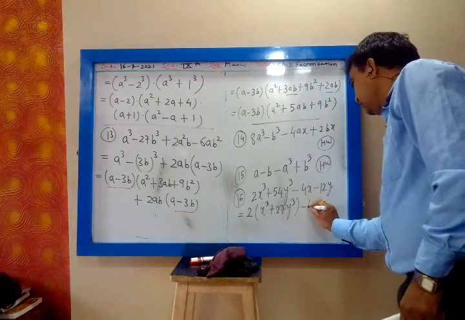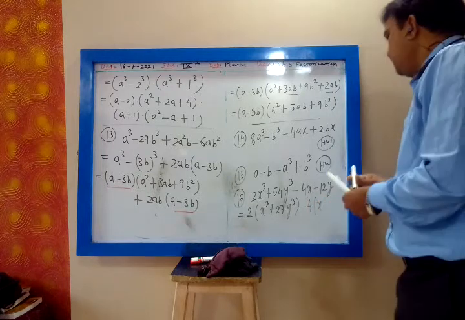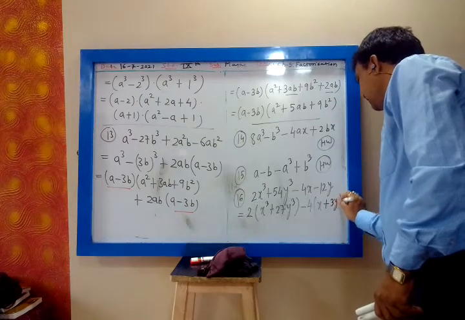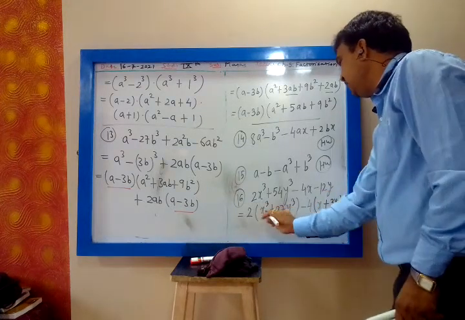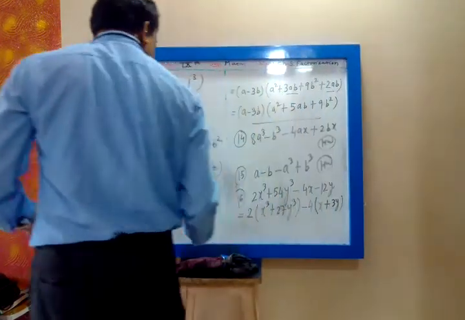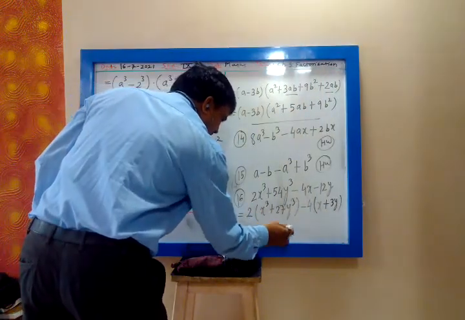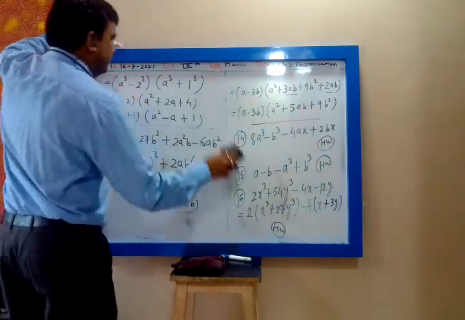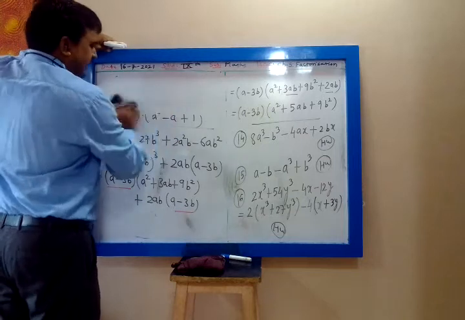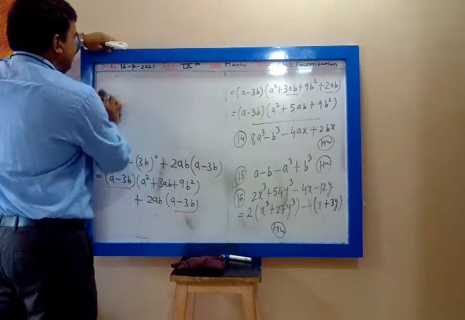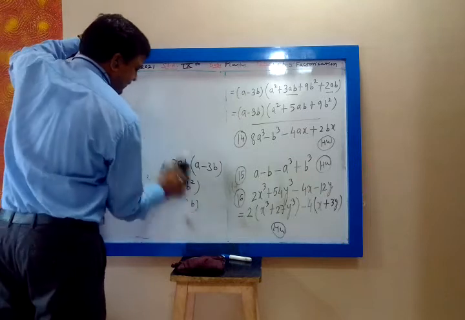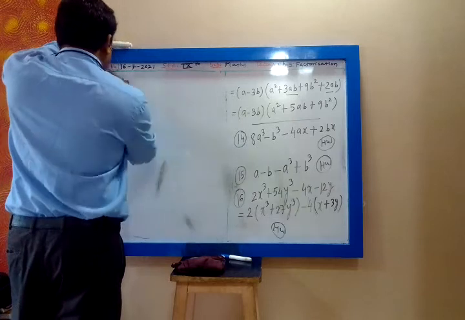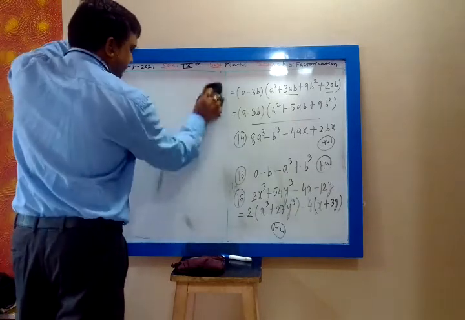Then 4 is common. Then what is left? x plus 3y. And that you expand, a cube plus b cube. So further part homework. Now further calculation: 27y cube we will write 3y whole cube.